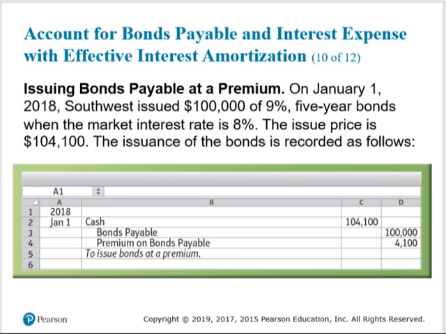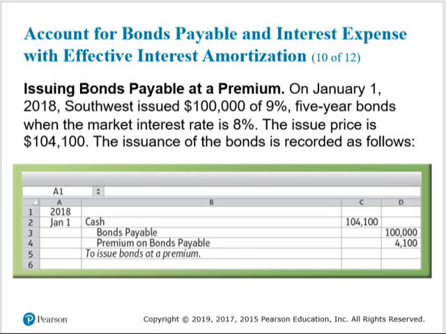Issuing a bond at a premium means that the market rate of interest is lower than the interest stated on the bond. This example shows a bond with a stated interest rate of 9% when the market interest rate is 8%. This bond will sell for more than the maturity value because the buyer is getting a greater interest rate than the market would pay.